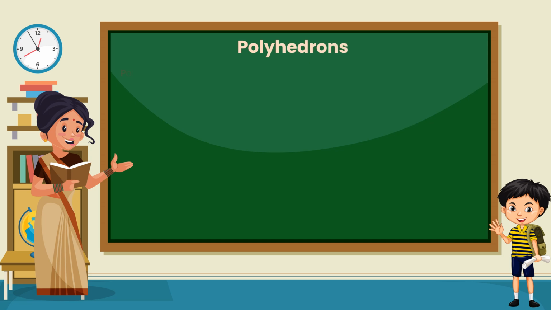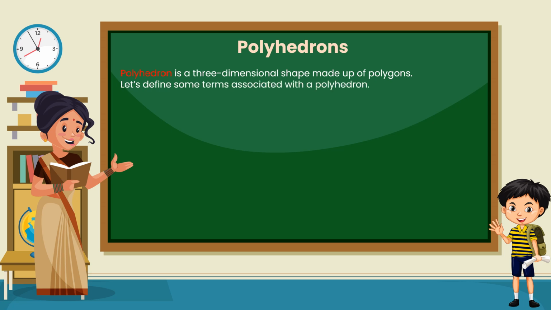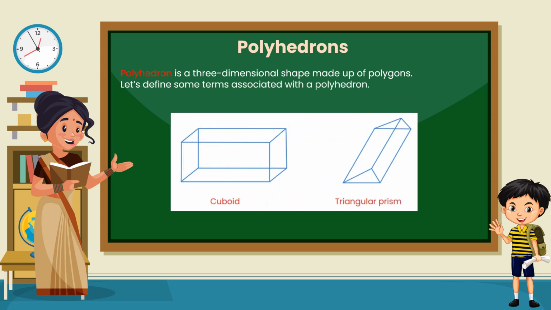Polyhedrons. Polyhedron is a 3-dimensional shape made up of polygons. Let's define some terms associated with a polyhedron. Cuboid and triangular prism.